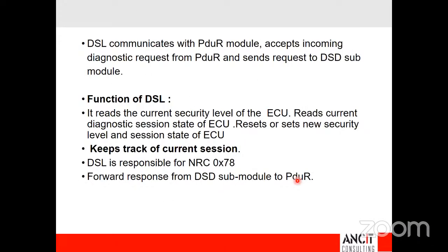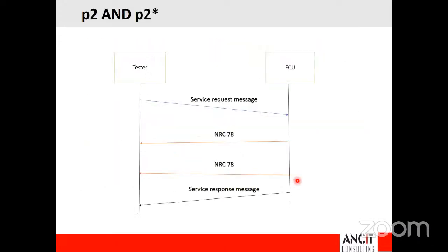So these are all the functions of DSL which I have explained. So here is the timing parameter. From the tester, there is a service request message. Fine, I missed out one thing here. I'll just tell you. Within a particular time, if it gets a positive response, it will send back the service response message. That time is called P2 time. Fine, this is one timing parameter.